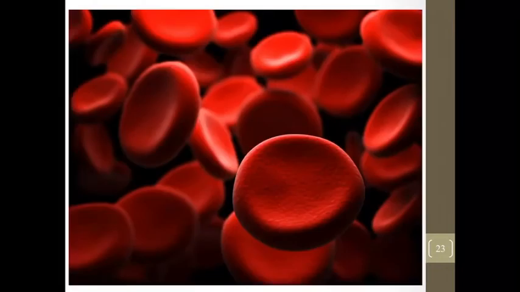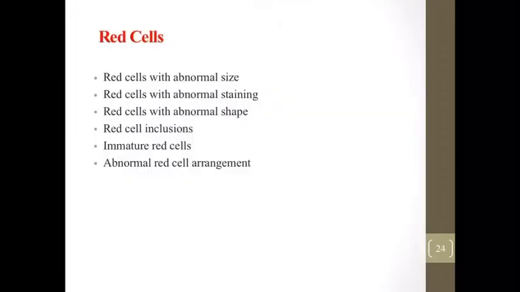Now we will see one by one any derangement in any parameter. First, in RBC we have to see the abnormal size, whether microcyte or macrocyte is present, abnormal staining, whether hypochromic cell is present, and abnormal shape of the cell. We have shown all the shapes in the last practical. Any red cell inclusion like Howell-Jolly body, basophilic stippling, Cabot ring.